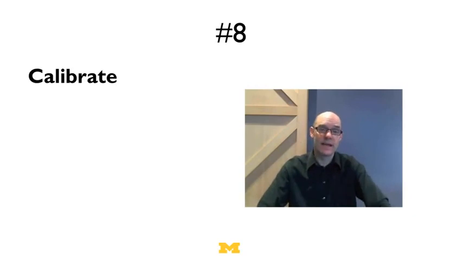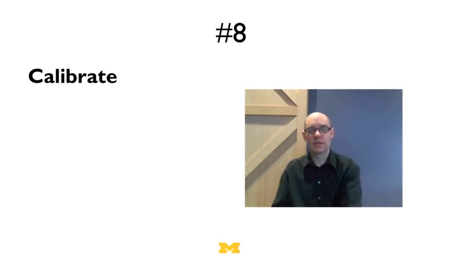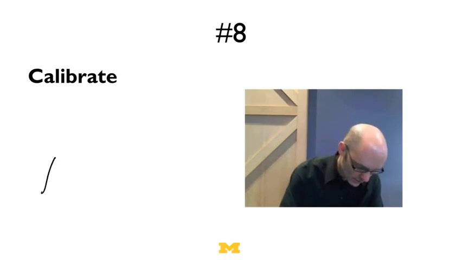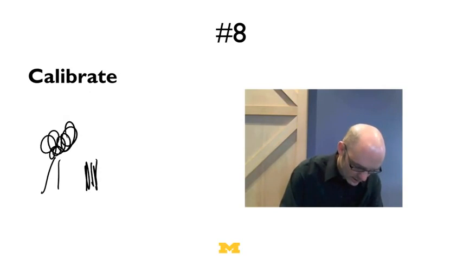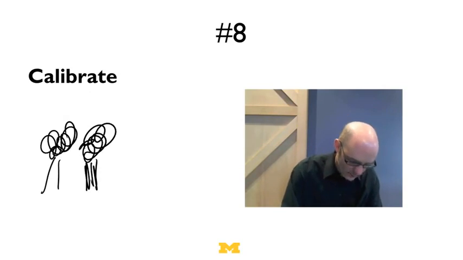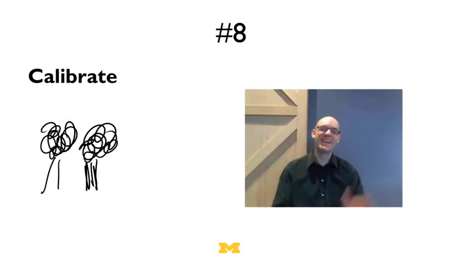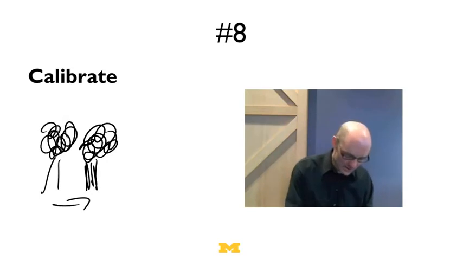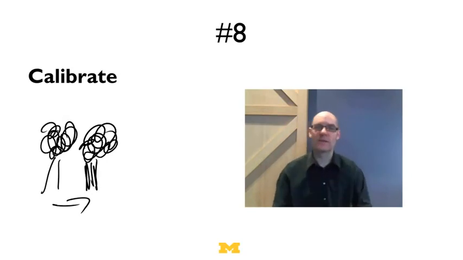Last reason, calibration. Calibration refers to constructing a model and then calibrating it as close as possible to the real world. Let me give an example here. Suppose I want to write a model of forest fires. So I'm going to draw some really bad trees here. Here's a tree. Here's another tree. And I want to know, what's the probability that the fire moves from this tree to this tree? How fast does it move? All that sort of stuff.